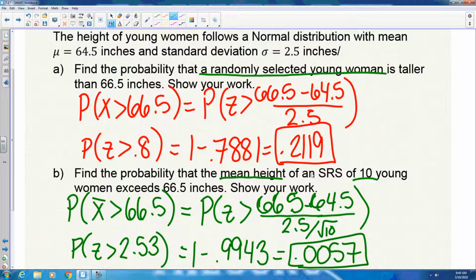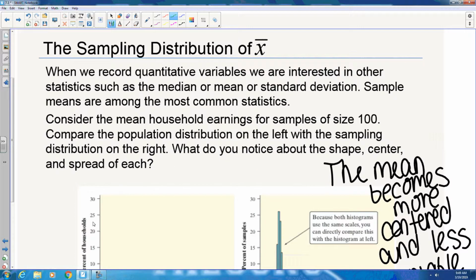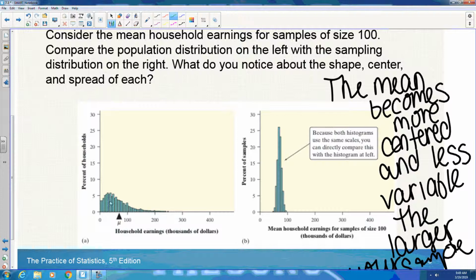So why do we think that's such a smaller number? On just looking at one woman, we have 0.2119, and for a sample size of 10, we have 0.0057. If I even just look back at the picture that we had over here, look how much more spread out the population distribution is versus the sampling distribution. Way more spread out. So it makes sense to me that if I am looking at a value greater than, in this picture, 100, there's a lot more than there is on this one, greater than 100.